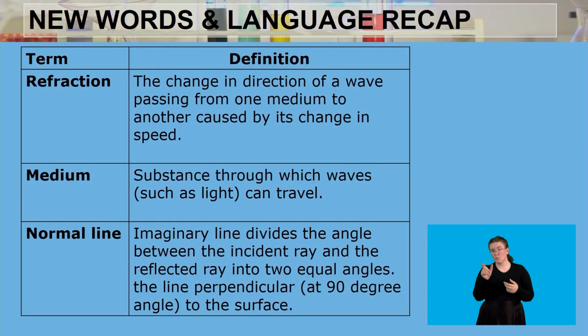Now, in this lesson again, we used words such as refraction, medium, and the normal line, whereby refraction is the change in direction of a wave passing from one medium to another caused by its change in speed. And the medium, that's the substance through which waves such as light can travel. Whereas the normal line is an imaginary line that divides the angle between the incident ray and the reflected ray into two equal angles. This line is always perpendicular, which is acting at 90 degrees to the surface.